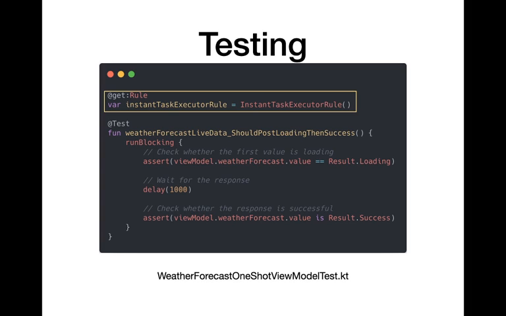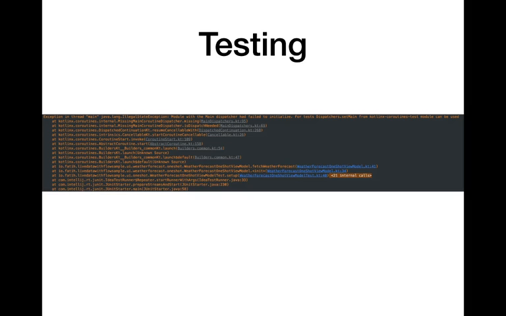So instead of ruling all this by yourself, there is already a rule if you want to change all the architectural components from background thread to main thread. If you run it now, you will get another exception. It says illegal state.